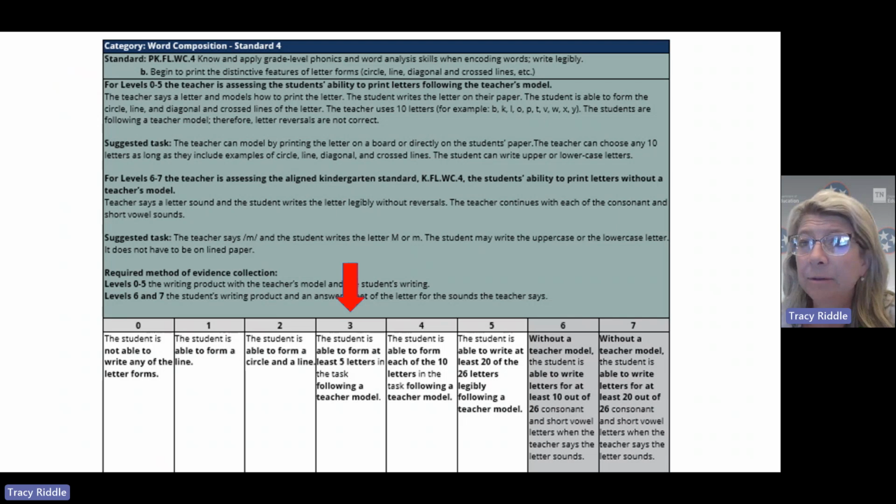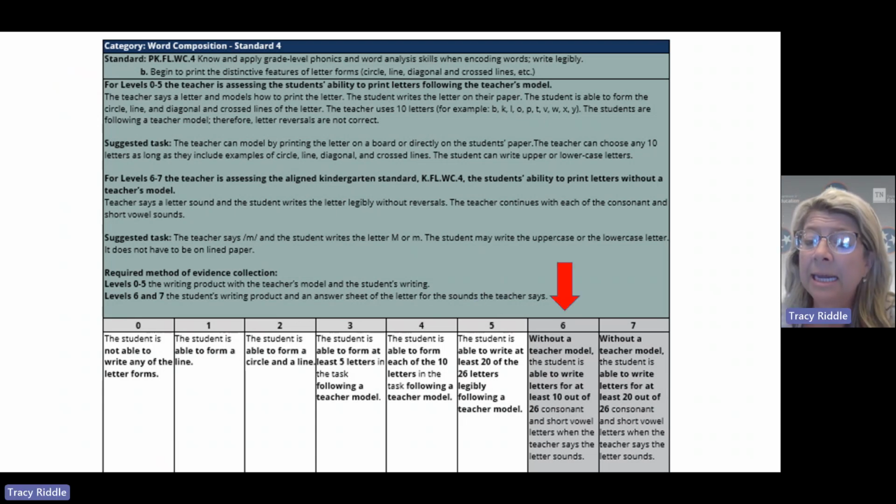If the student is able to form all 10 letters following the teacher model, that is a score of a level 4. Once the student has mastered forming at least 10 letters, the teacher assesses all 26 letters. If the student is able to write at least 20 of the 26 letters legibly following that teacher model, that is the score of a level 5.